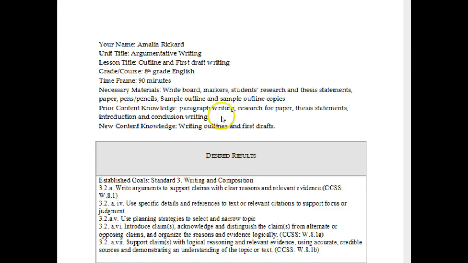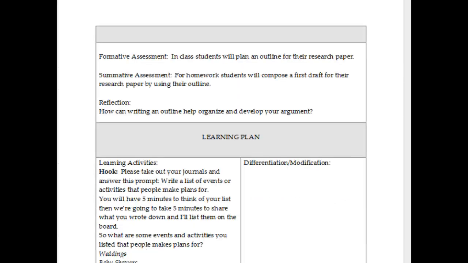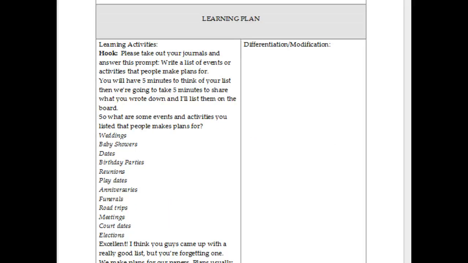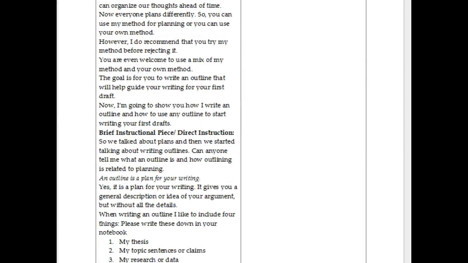So I noted that kids have already done some research for their paper and have a thesis statement written. So this is just for outlining and drafts. And I think the way you modeled, I'm cruising through this stuff because it looks good. I think the way that you modeled outlining for them is really wonderful. Nice hook. I love it. It's a total gotcha thing. Okay.